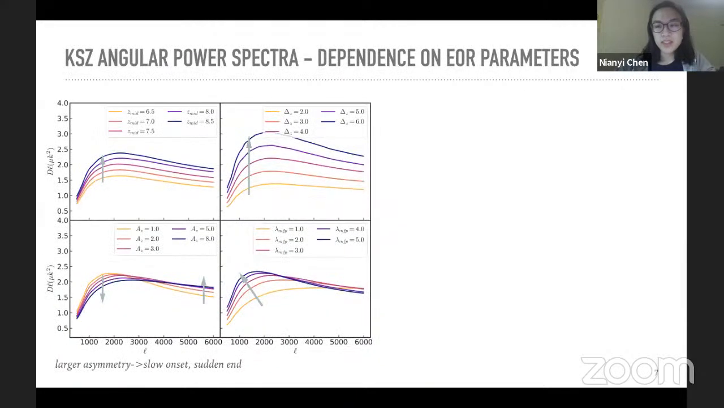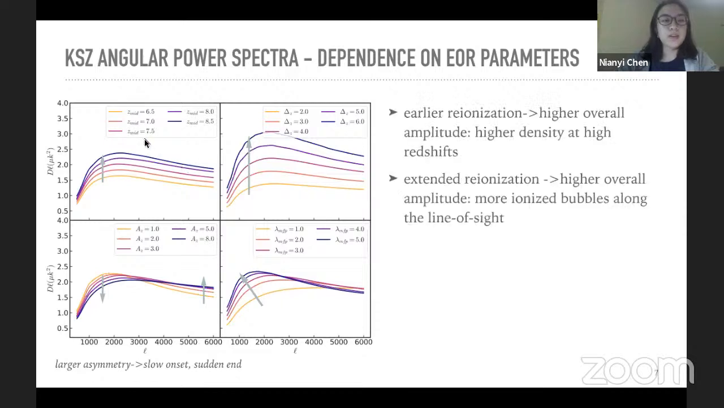So in the previous slides, I only varied one parameter, which is the duration. Next, we would like to see how the kSZ angular power spectra actually depend on all 4 parameters of reionization. The top 2 panels are relatively well-known results, namely that when you have an earlier reionization, you will observe a higher overall amplitude of the kSZ angular power spectrum. This is because the electron number density is higher at high redshifts.